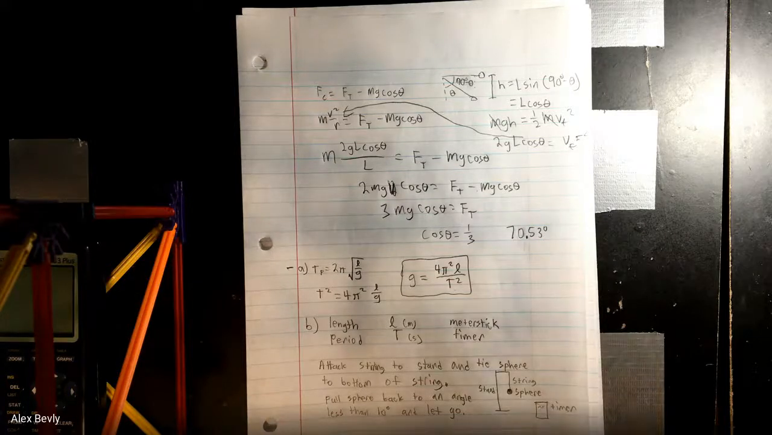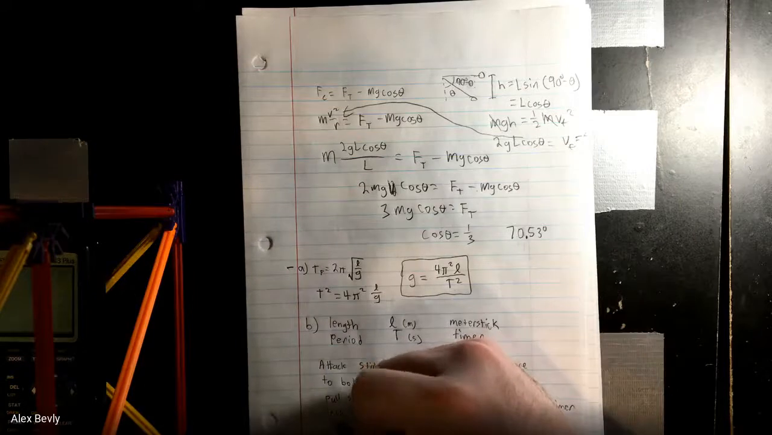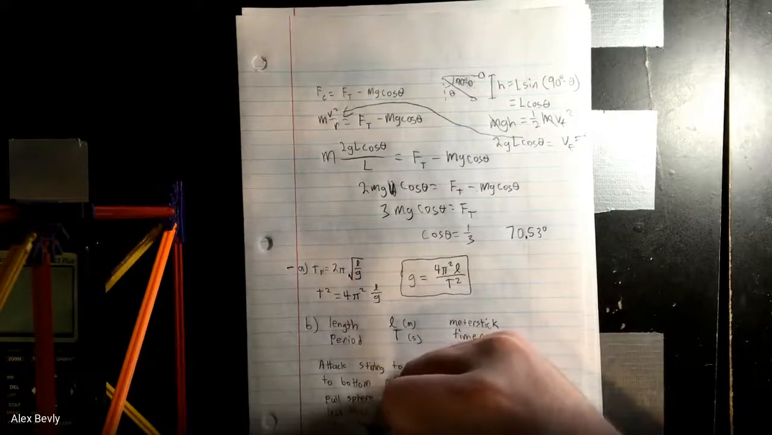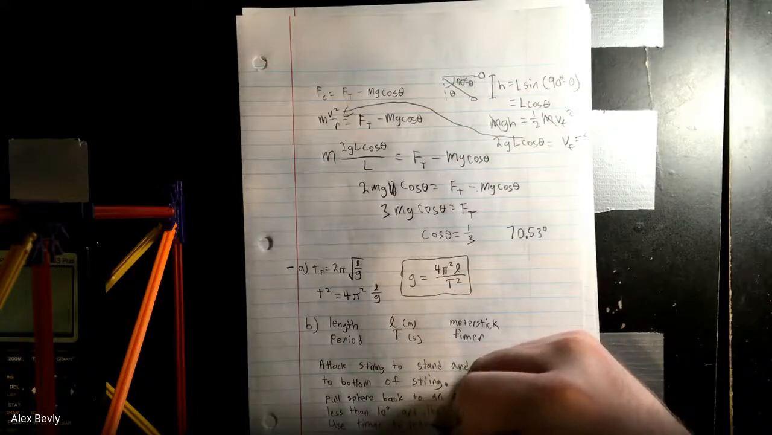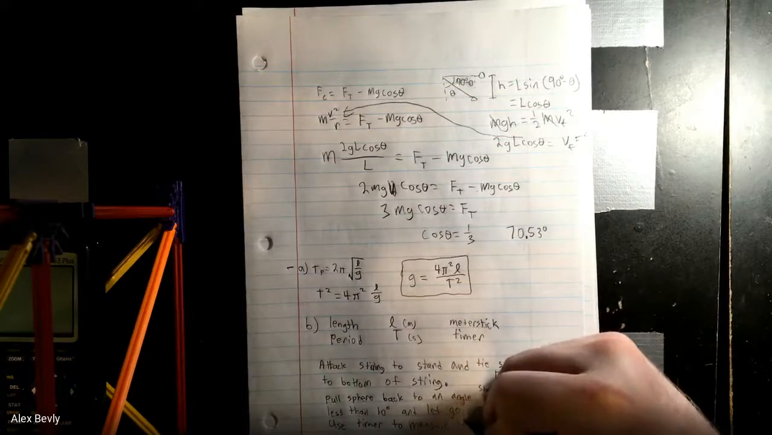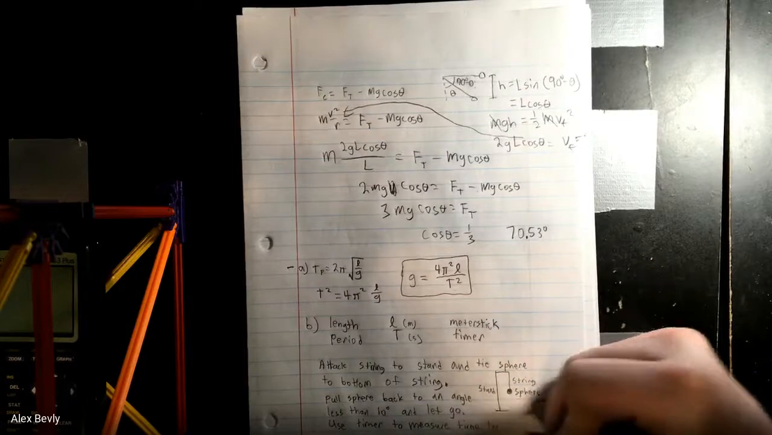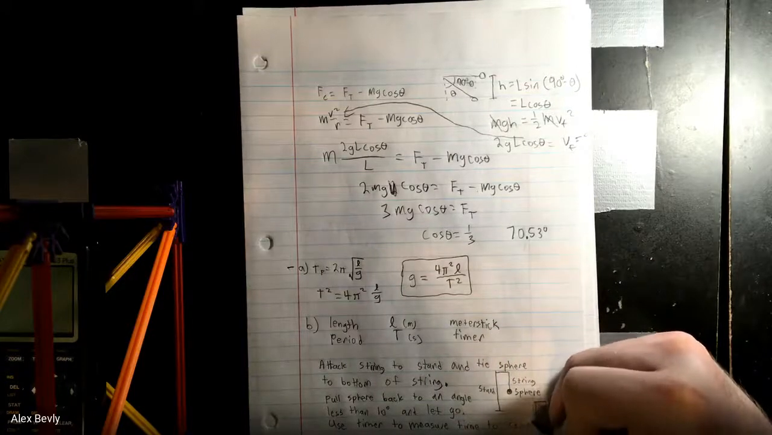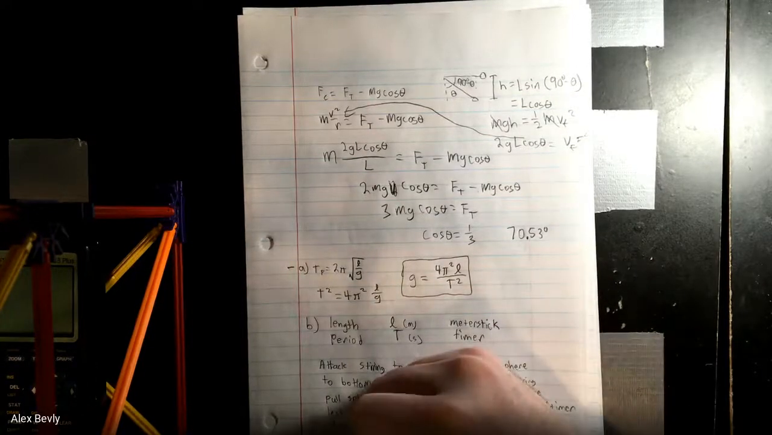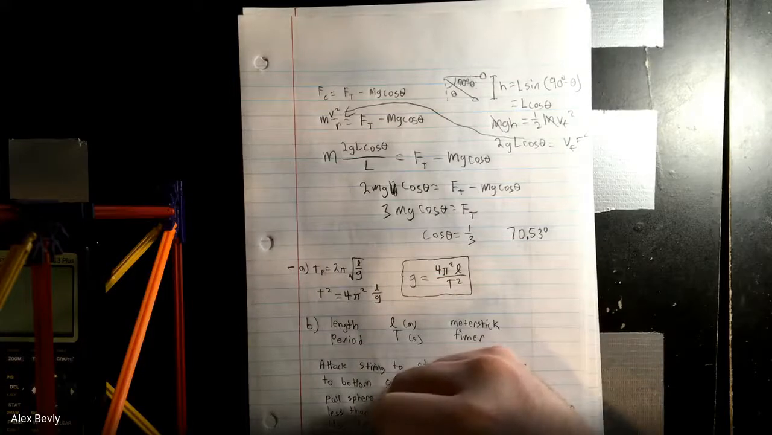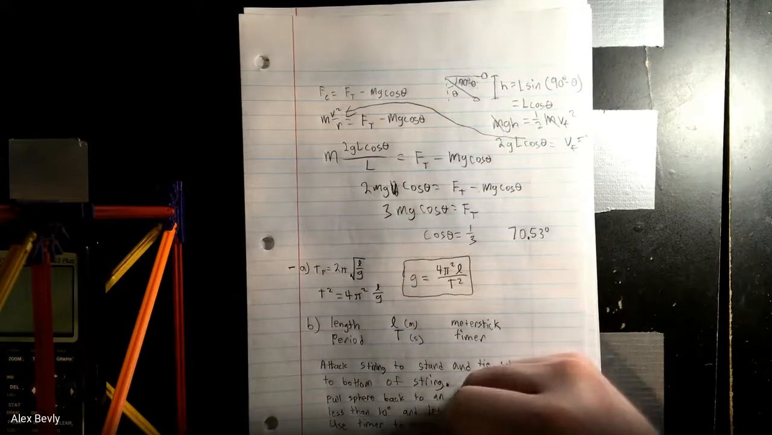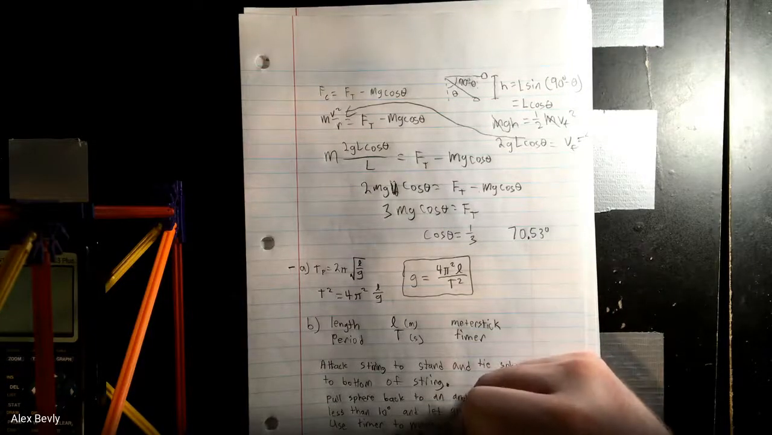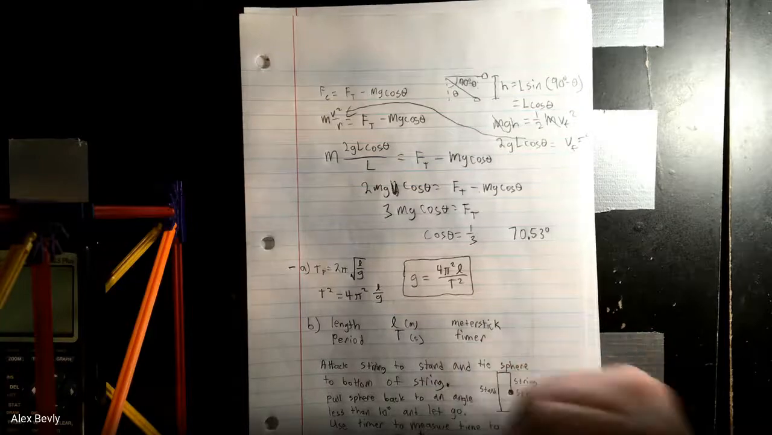Let it go for 10 cycles. So use a timer to measure the time to complete 10 cycles. And then we'll see our period is going to be that total time divided by 10.